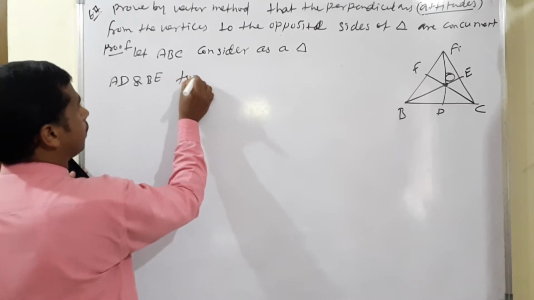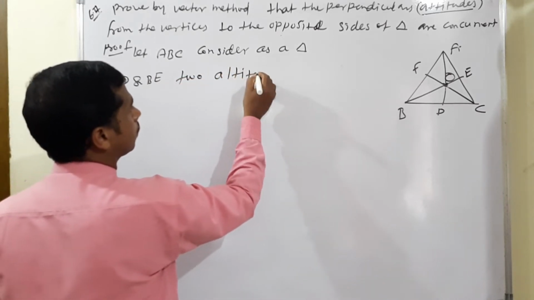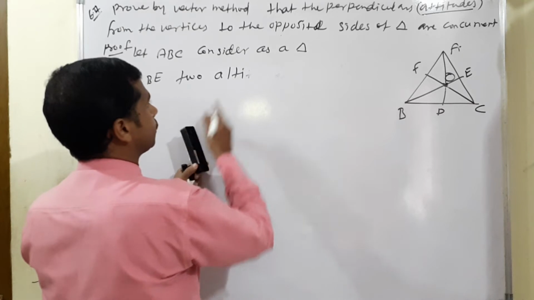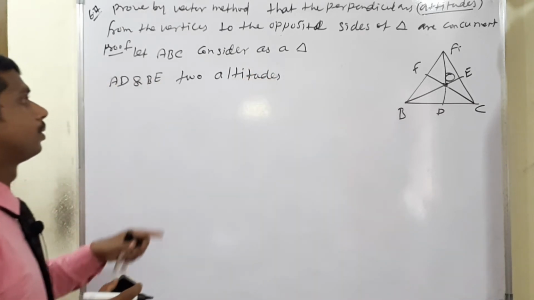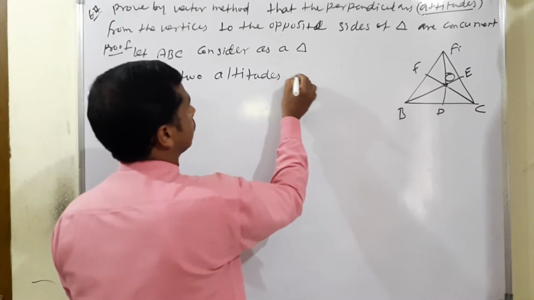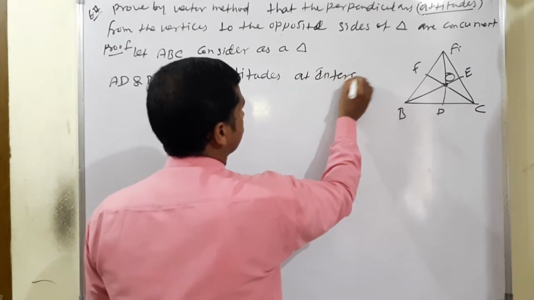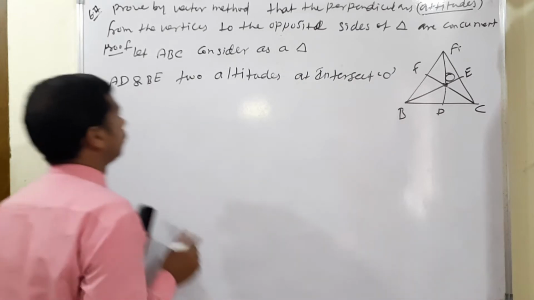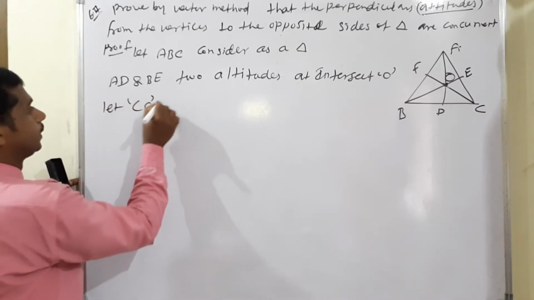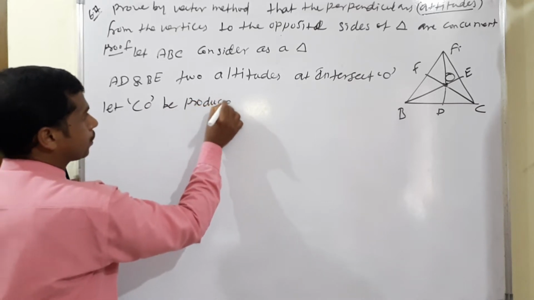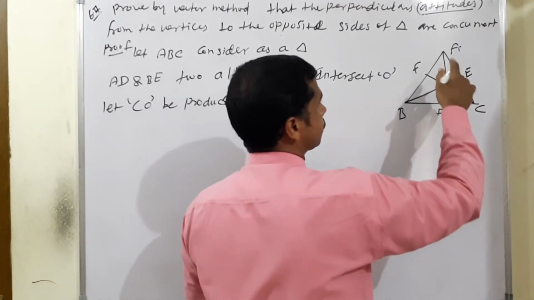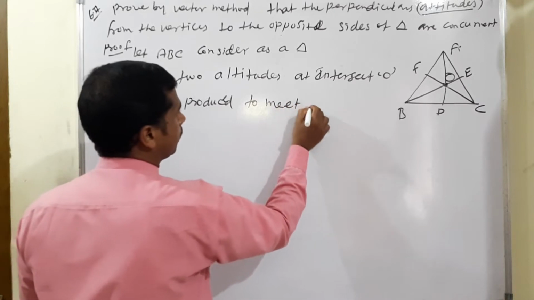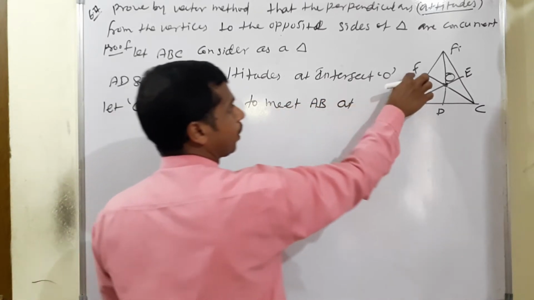So let AD and BE be two altitudes that intersect at O. Then another one, let CO be produced to meet AB at a point, the intersect point F.